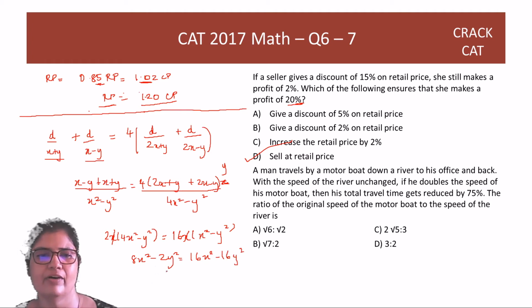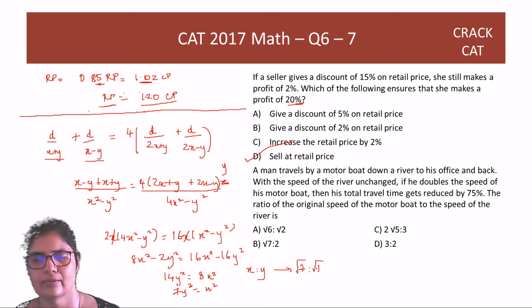So getting x on one side and y on the other side, you get 14y square is equal to 8x square. Or 7y square is equal to 4x square, right? So the ratio of x to y is the ratio of root 7 to 1, right? Because if y is 1, x square will be 7 and x will be root 7.